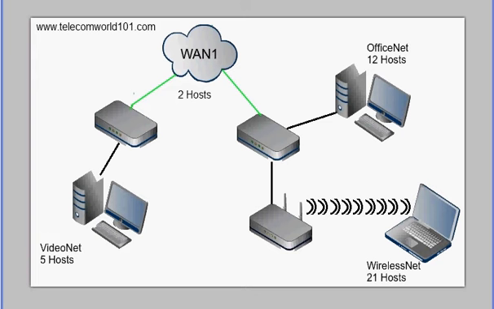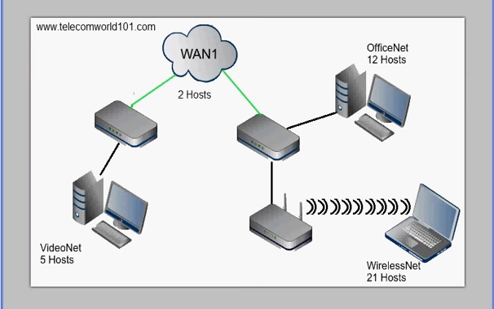So what we're going to do is start with a simple network. It has a video net that has five hosts, connected up with a wide area network that needs two hosts, an office net that has 12 hosts, and a wireless net that has 21 hosts. So this is the network that we're going to start with.